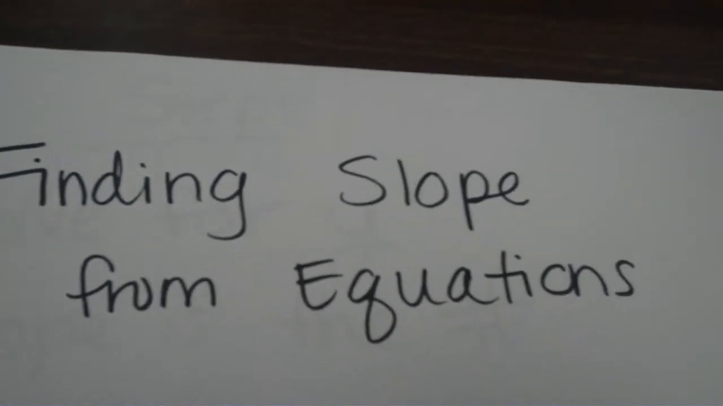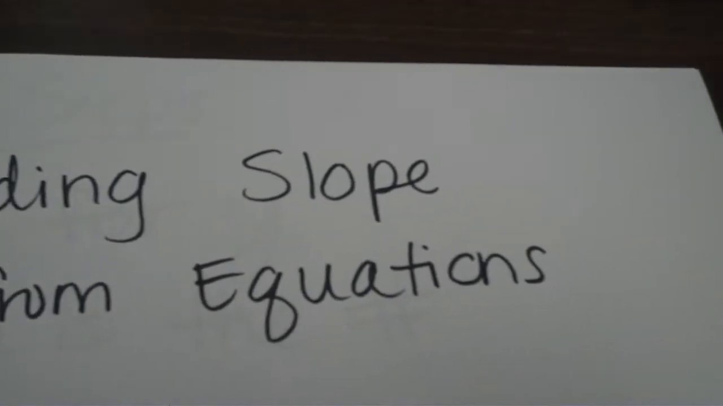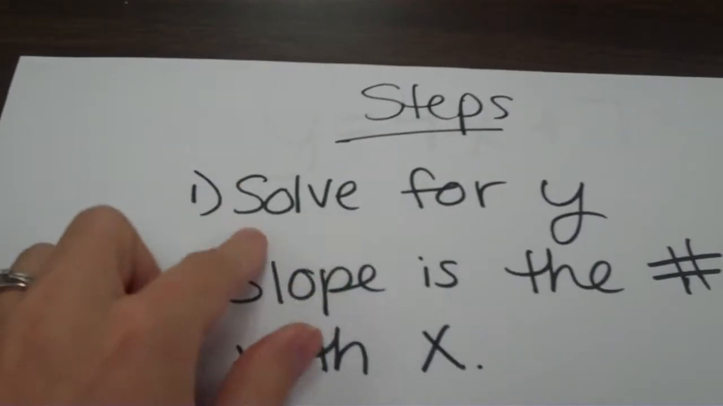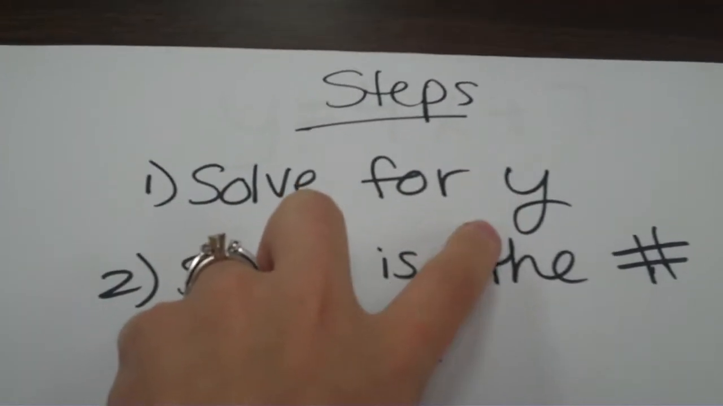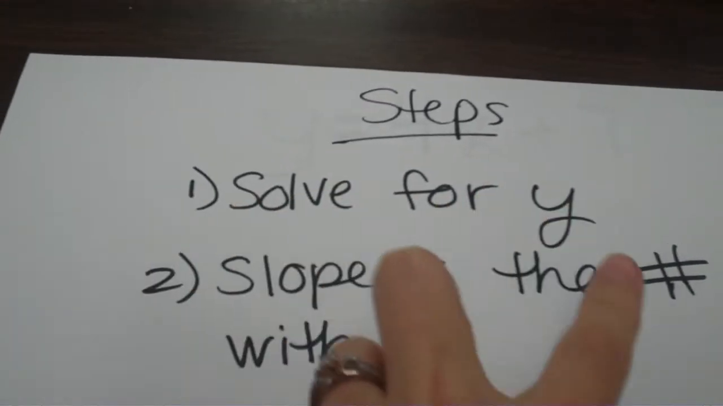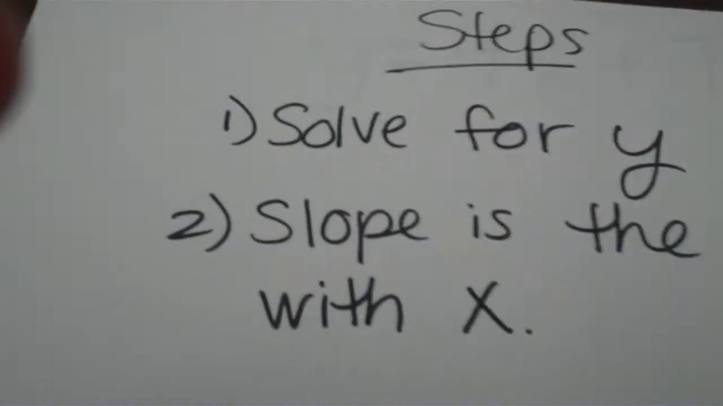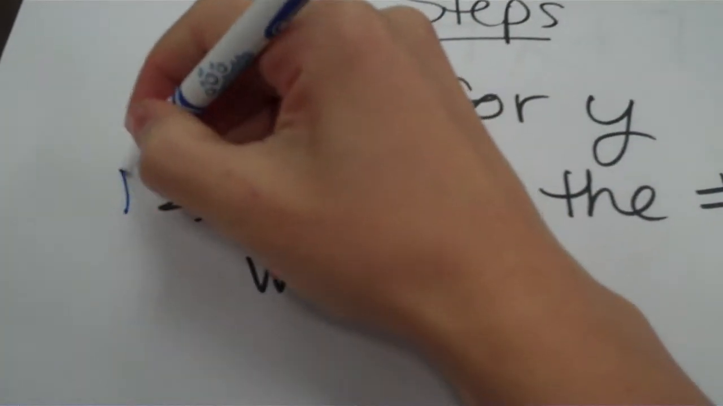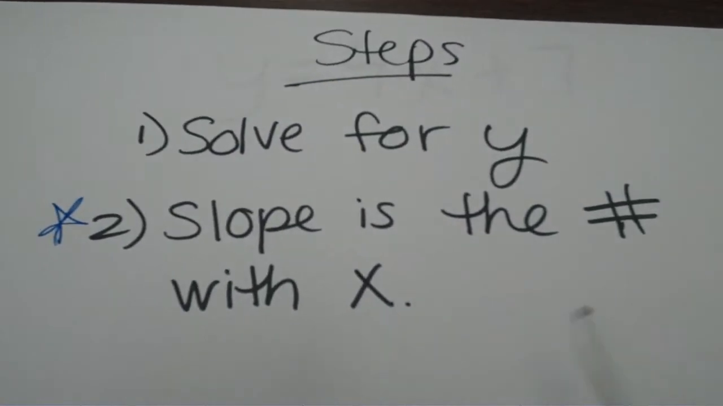Okay? So, write this down just real quick. The steps. None of this is new. You already know how to do this. To find slope from an equation, all you have to do is solve for y, which you know how to do and I'll show you. And then slope is the number with x. This is really important. You have to solve for y first, but then slope is just the number with x.